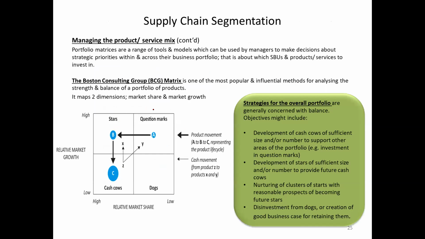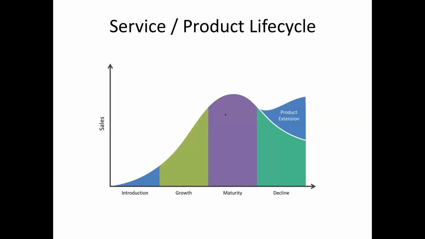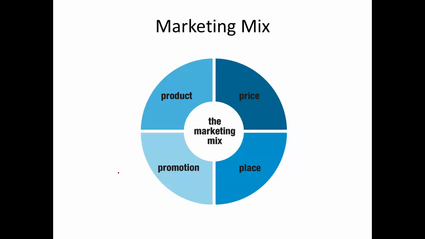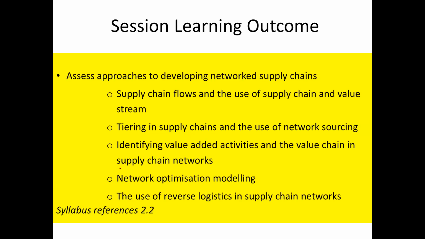There's the Boston matrix, which we all understand. We need a cash cow to send money to question marks and to stars, but we can't feed everyone. And eventually stars will turn into cash cows, and dogs or problem children we'll get rid of. Product life cycle is important. The marketing mix we've mentioned. And that was pretty much 2.1.